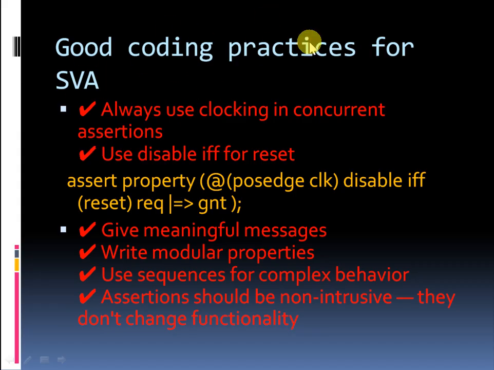Now let's discuss the good coding practices for SystemVerilog assertion. Always use clocking in concurrent assertion. Never forget this. Use disable iff for reset. This is the way: if we have to disable something in case of a reset condition, then we write disable iff reset. And when reset is not there, we give the condition. Then give meaningful messages. Write modular properties. Use sequences for complex behavior. Assertions should be non-intrusive, which means they don't change the design.